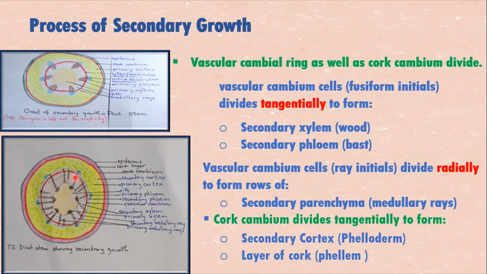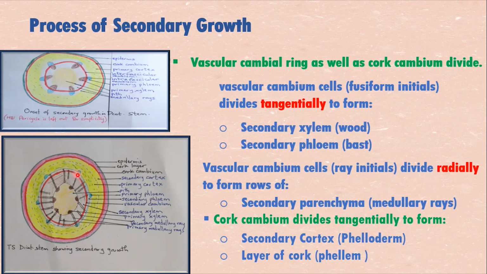Okay, so that is what the vascular cambial ring does. It forms secondary xylem in, that is wood, and then medullary rays, growth of parenchyma in the secondary xylem, which is wood. Now, then it also forms secondary phloem, that is the bast outside. And so the primary phloem is left at the back here, and this primary xylem in here, and the pith.